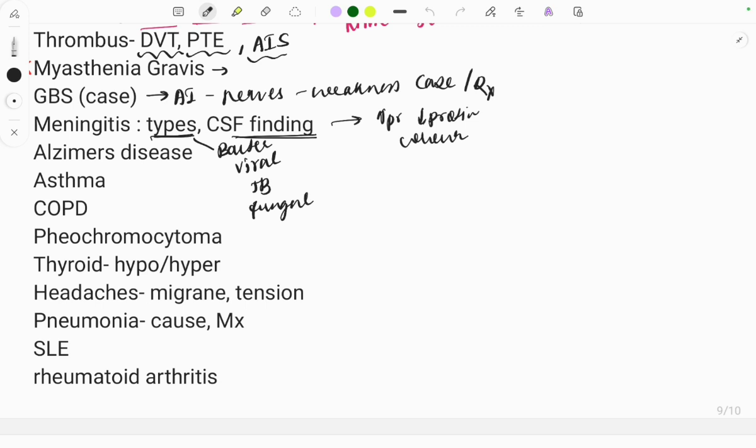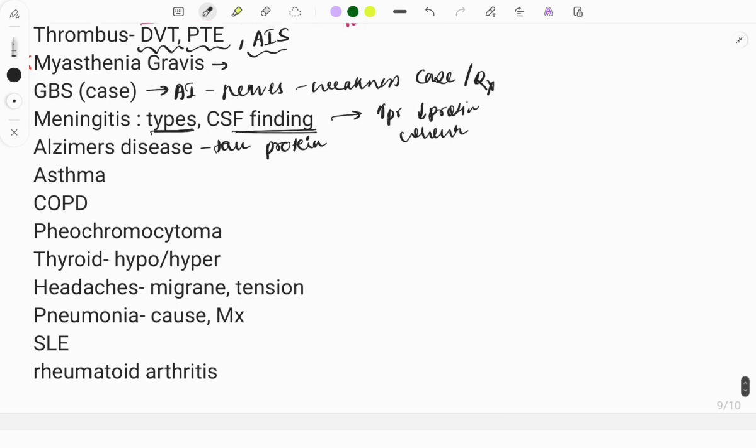Next, Alzheimer's disease. So questions are asked usually as a clinical case by describing an old man who comes with dementia. And there will be findings seen like tau protein deposition. So you need to find out these findings given in the case and make the diagnosis.